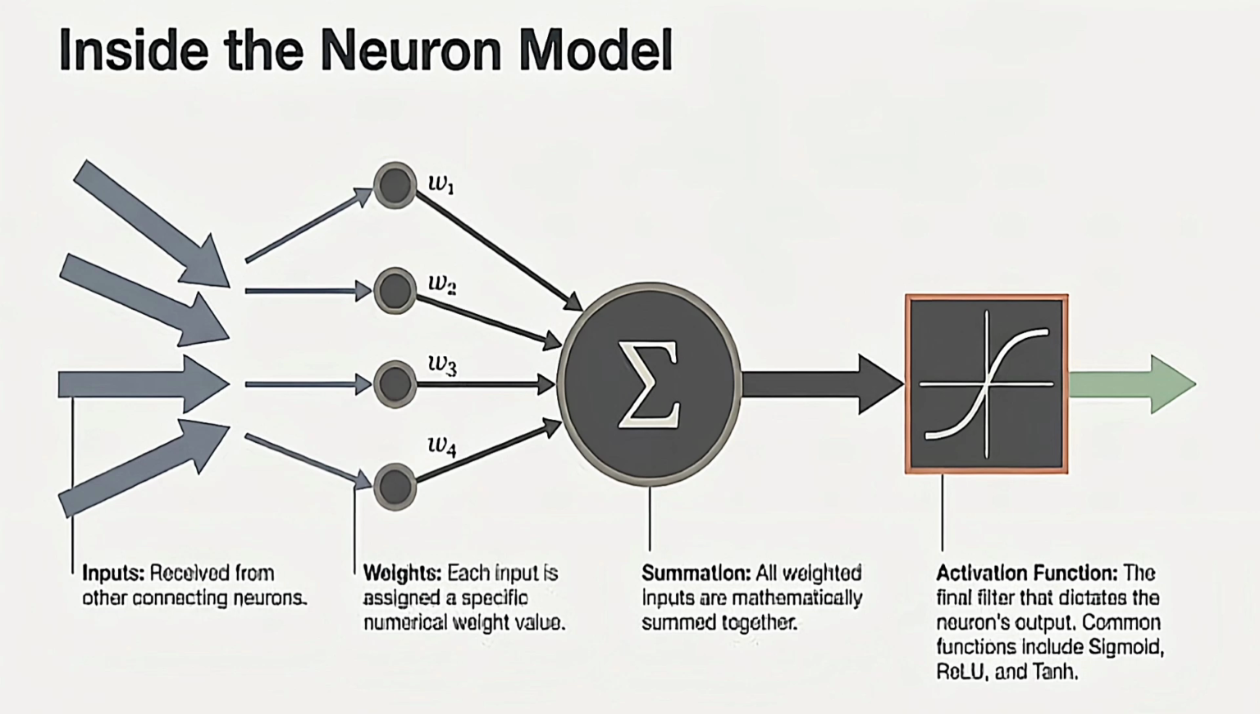Activation functions determine whether a neuron should activate or not. They introduce nonlinearity into the model, allowing the network to learn complex relationships.